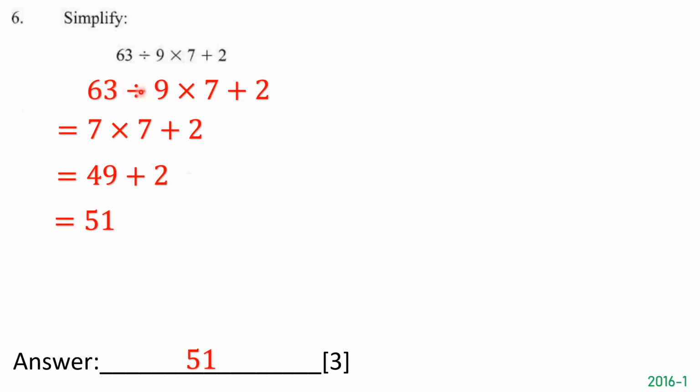So 63 divided by 9 is 7. And so we bring down everything: times 7 plus 2. So what we did was 63 divided by 9, and that's how we got the 7 here. Next, we have to multiply 7 by 7 because we always multiply before we add. What is 7 times 7? 7 times 7 is 49, and we do 49 plus 2. 49 plus 2 is 51. And so our answer here is 51.